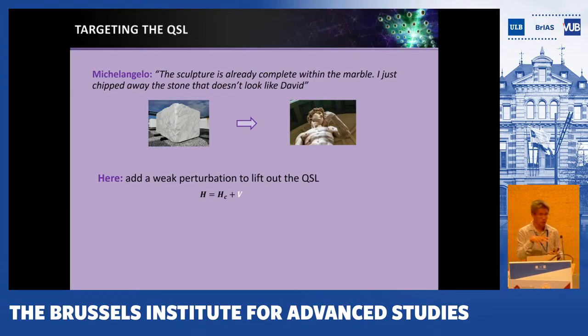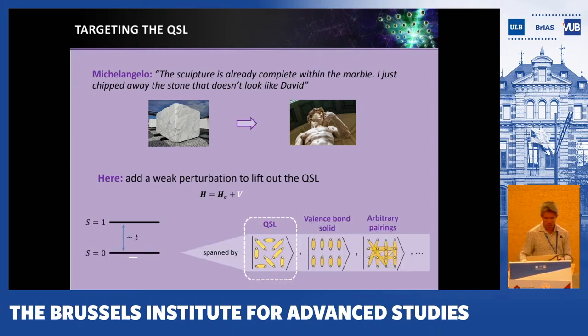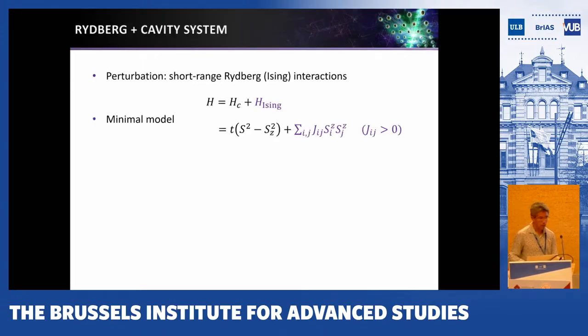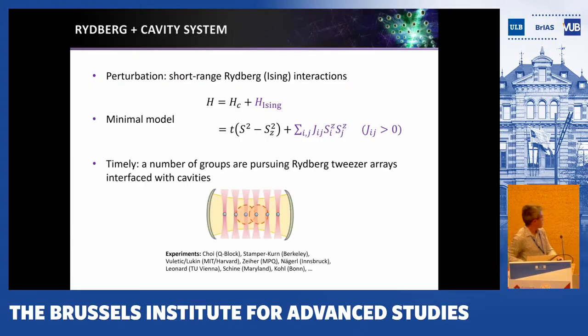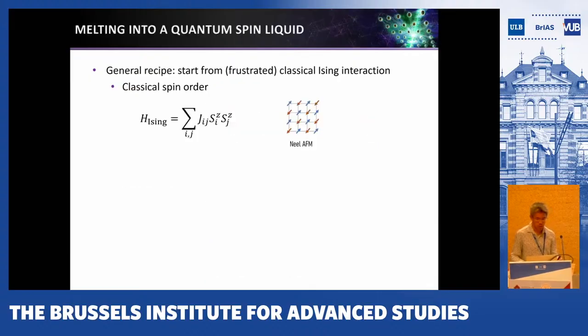And that's going to generically break up this degeneracy. So if we do it correctly, maybe we get out as the true ground state a quantum spin liquid. One practical way to do that is maybe to add some kind of short-range Rydberg or Ising interactions into the story. That's a timely idea because there are a number of groups trying to build such systems now. I won't really go into the details of the physics, but just to illustrate the cartoon picture.